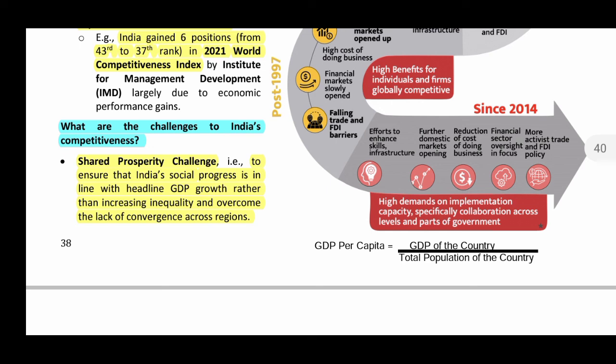But if India's GDP is so large, but in each household the amount of income is not that much, then there is no benefit. It is only a half benefit, because the country is progressing, but poor households are not progressing by that GDP. So GDP per capita also increases if the income of each household increases.